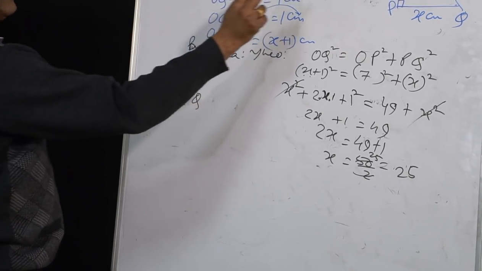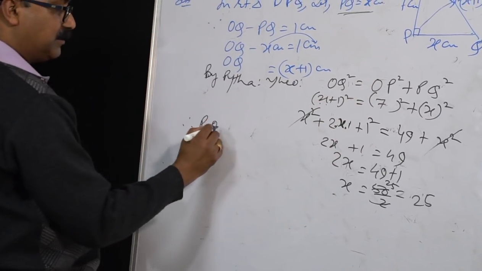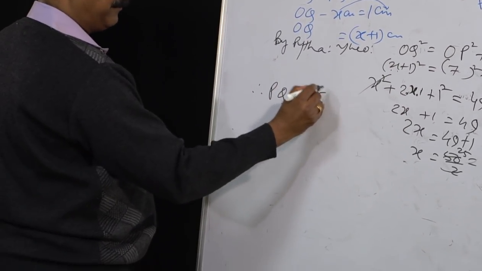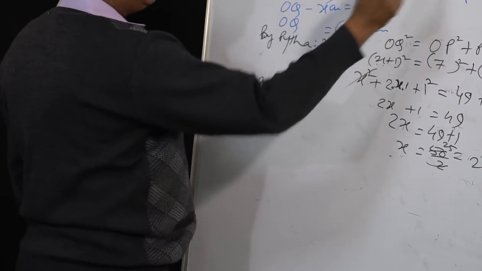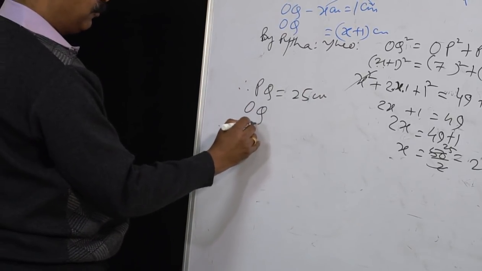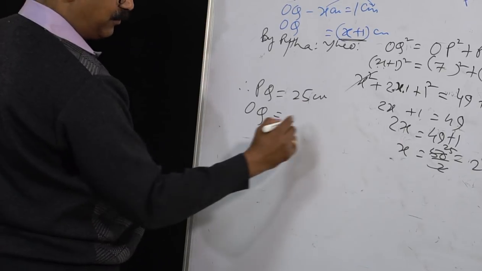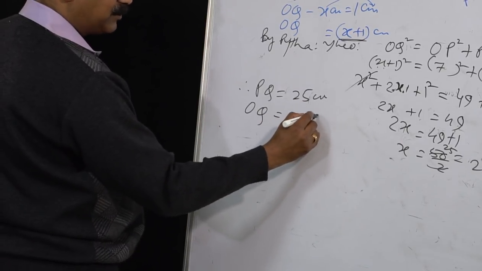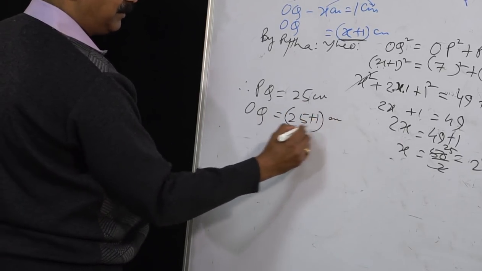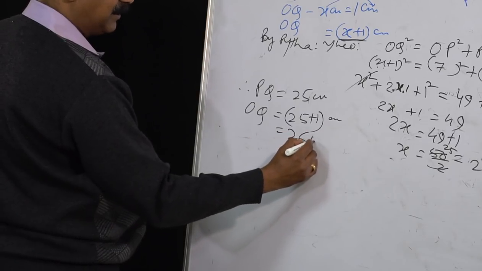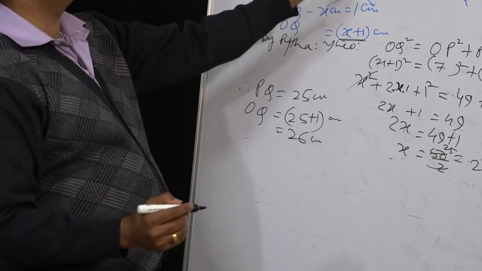So, what can you say? PQ we considered as x, so it is now 25 centimeter. And what is OQ? OQ we got here as x plus 1 centimeter. Look at this. X is 25. So, 25 plus 1 centimeter means it's 26 centimeter. Now, we have to find these two values.